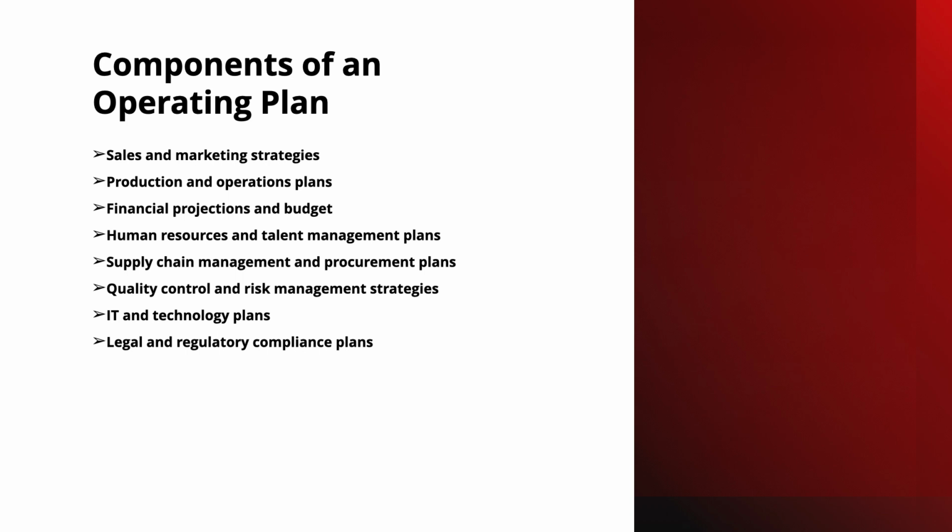So operation plans is that first line that we talked about, the path your customer is going to take, financial projections and budget, human resources and talent management plans, how are you handling your internal and external operations, supply chain management and procurement plans, quality control and risk management strategies, IT and technology plans, and then legal and regulatory compliance plans. So an operating plan is an essential tool for ensuring that an organization is aligned toward achieving a strategic goal and objective. Now, it's supposed to provide a clear roadmap for decision making and helps to prioritize activities and resources towards the most critical business objectives.